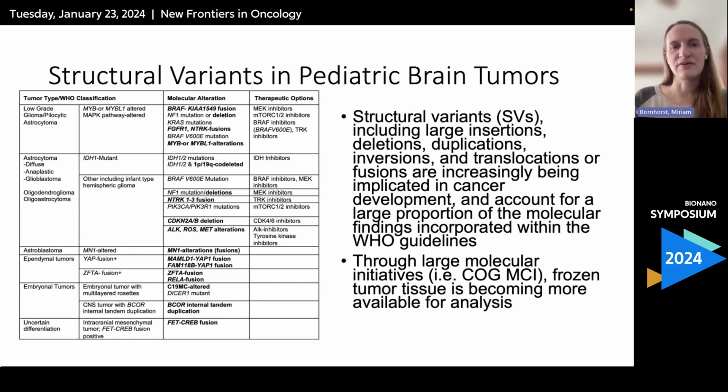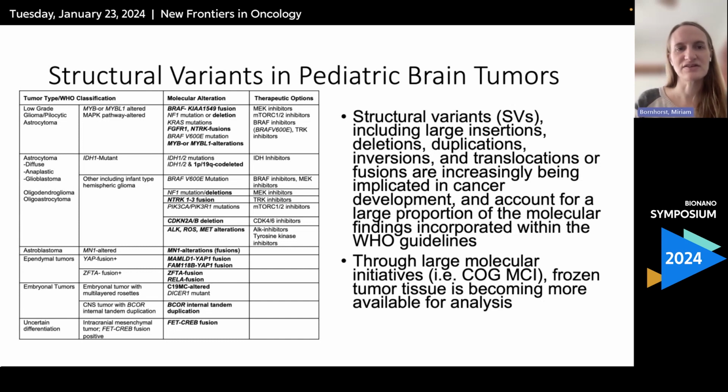So many years of research have shown us that structural variants are quite important in pediatric brain tumors. The most common would be fusions, as they can be targeted with different types of therapies, but deletions and other types of structural variants are also important, not only for therapy, but also for prognosis.